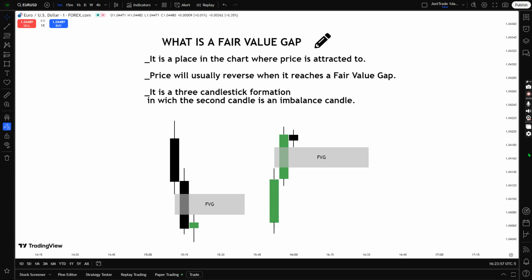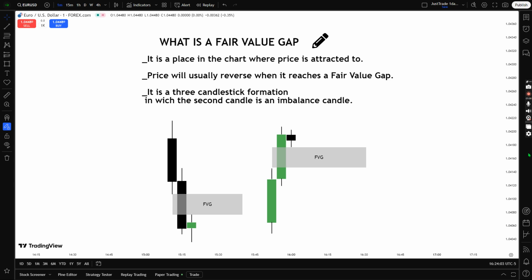Okay, so let's start. What is a fair value gap? It is a place in the chart where price is attracted to because it has not been traded at since it has been created. Okay, then I'm going to show you what this means. So why is it useful? Because price will usually reverse when it reaches this fair value gap.